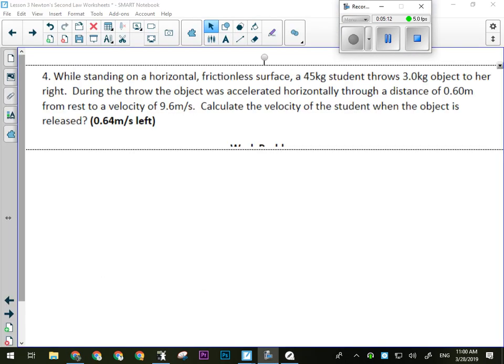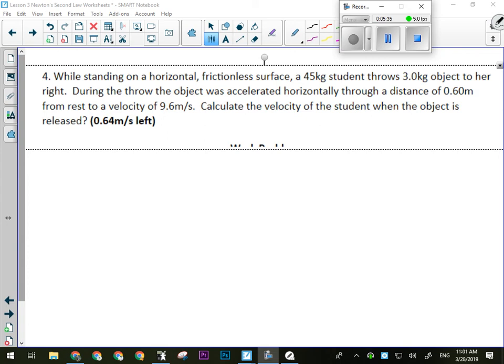All right, so for number 4 here, we're standing on a horizontal frictionless surface, and a 45-kilogram student throws a 3-kilogram object to her right. Okay, during the throw, the object was accelerated horizontally through a distance of 0.6 meters from rest to a velocity of 9.6 meters per second. Calculate the velocity of the student when the object is released.